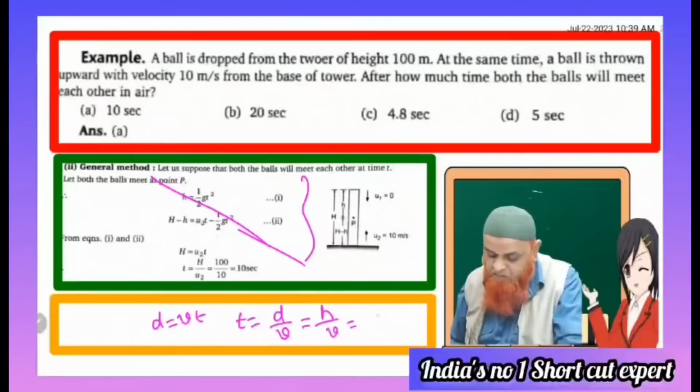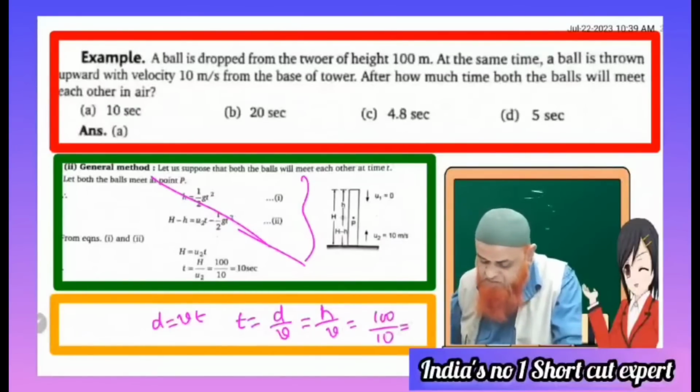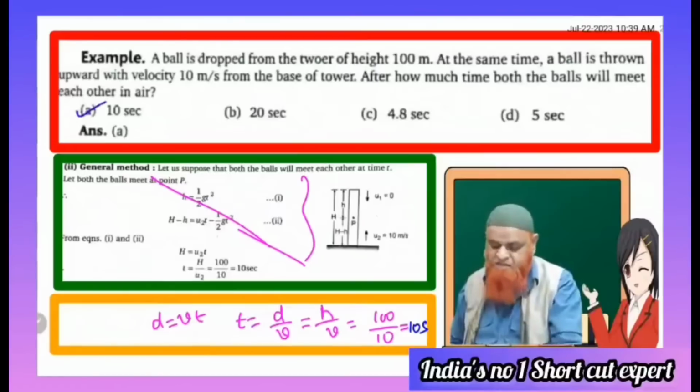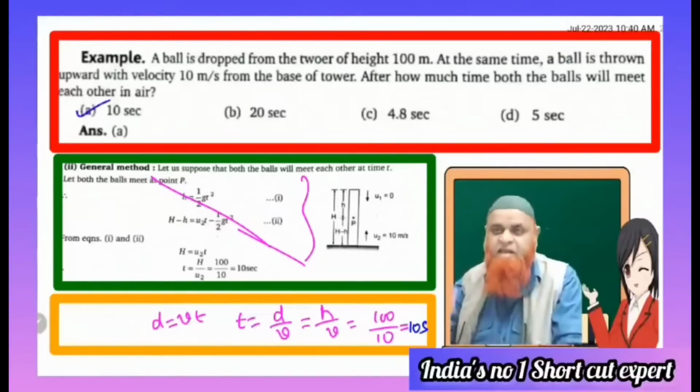So height by velocity. What is the total height given in the problem? 100 meters. And what is the velocity of projection? 10. So directly you will get the answer, that is going to be 10 seconds. Hope you have enjoyed this problem. So your answer is going to be 10 seconds, directly you're getting.